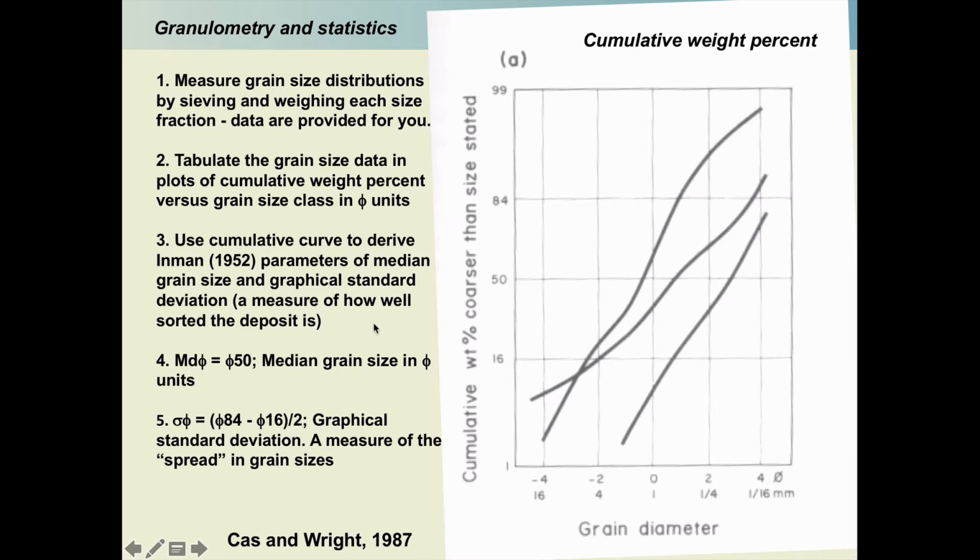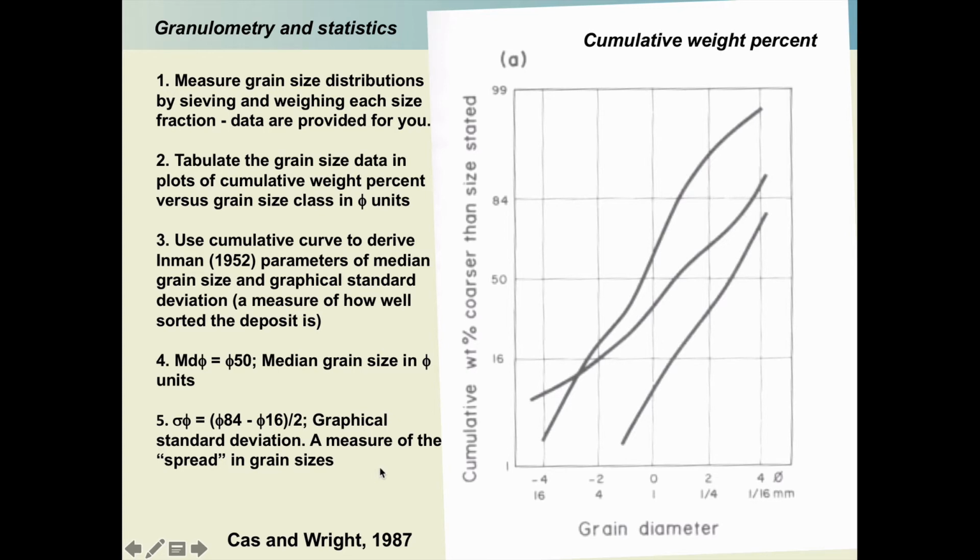You'll use the cumulative curve to derive Inman parameters of median grain size and graphical standard deviation, which is a measure of how well sorted the deposit is. The median grain size is called MD sub phi. This is the phi grain size at the 50th percentile. So on this chart, you can read that off by going to the 50th percentile and coming over to the right, and you're going to hit the first curve and you're going to say, okay, the median grain size from this cumulative weight percent plot for the first curve is down here. It's about minus 0.5 phi, and so on.